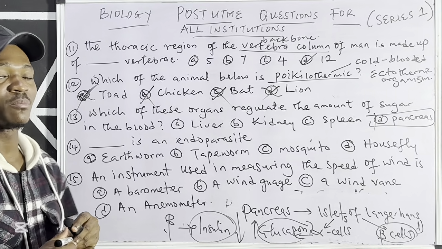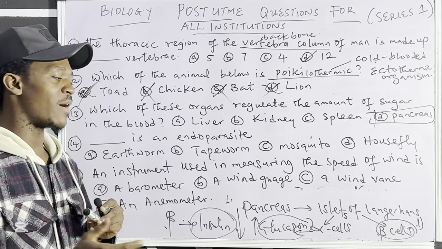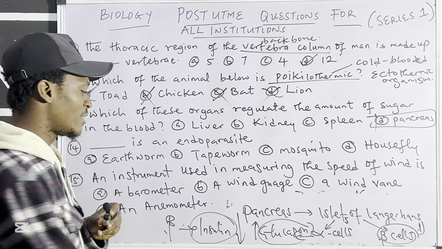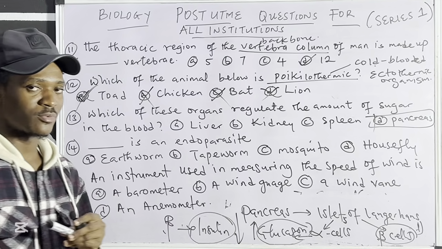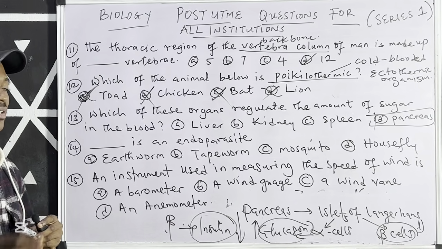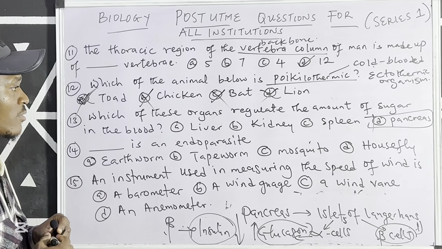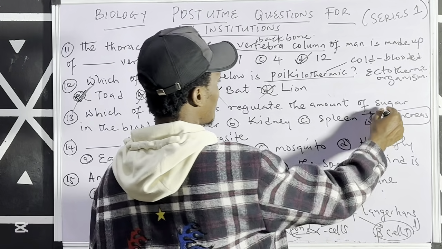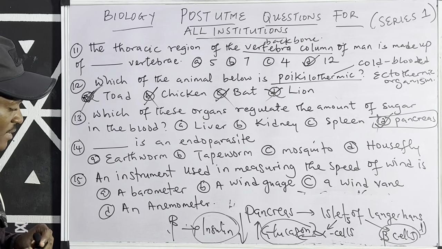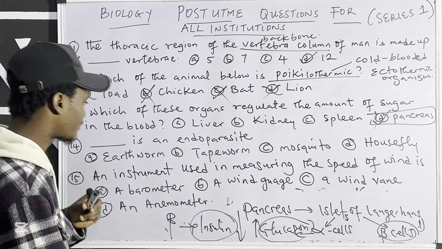So what regulates the blood sugar level is being produced by the pancreas, because the pancreas is what secretes these two hormones, and these two hormones are actively involved in the regulation of blood sugar. So the correct option is option D, pancreas. So let's see the next question, question 14.